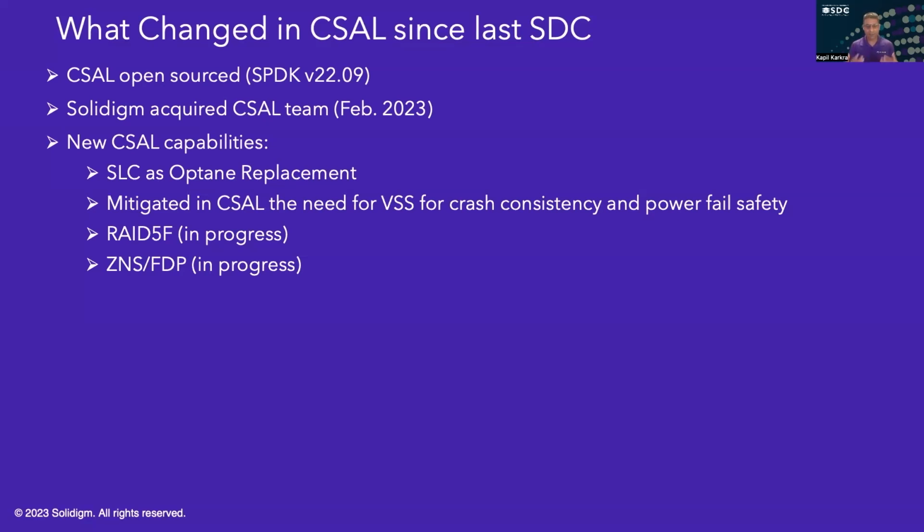And one of the first things we did, we changed the CSAL algorithms, power fail safety and crash consistency, to not rely on VSS. And this simplified our SLC implementation because we didn't want to put that complexity of implementing VSS in SLC. So we changed CSAL instead. And all the patches for this capability are available. CSAL works. CSAL is crash consistent, power fail safe still, but doesn't need VSS capability on SLC drives. We are also working on RAID 5F, and our ZNS and FTP readiness in CSAL is in progress.